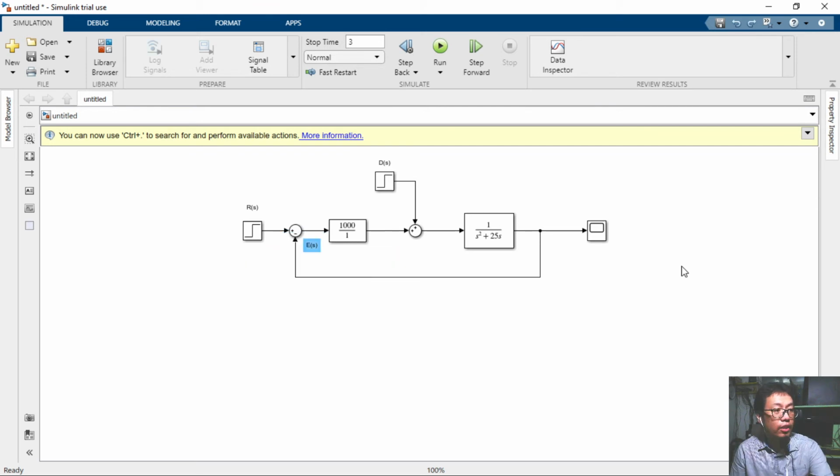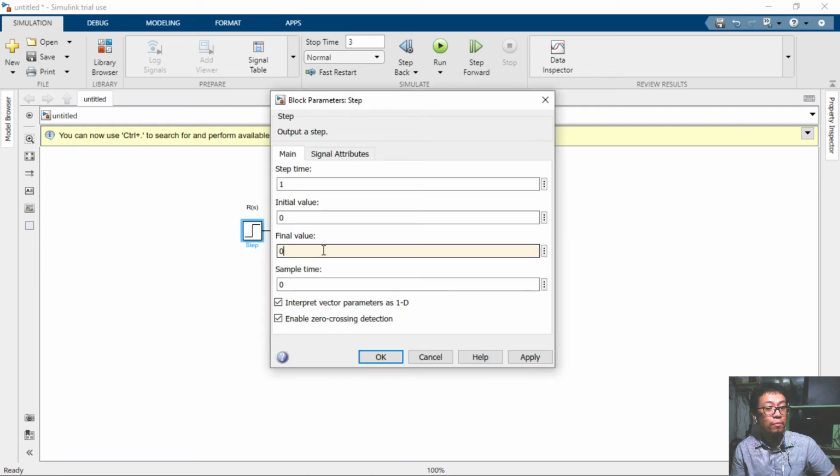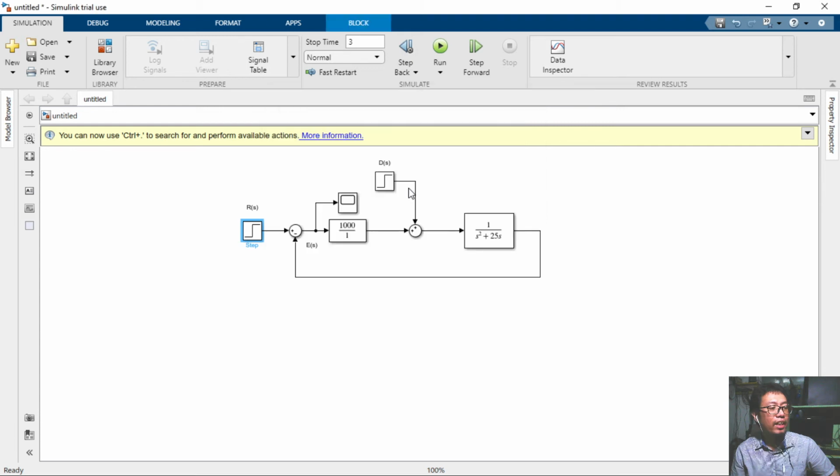What we will do is move our scope here, and then probe it. Okay, and then let us also set the final value of the input to 0, essentially making your input 0. So what we will have here is a system whose input is entirely D of S. As we expect, your error due to the step disturbance is basically negative 1 over 1,000.